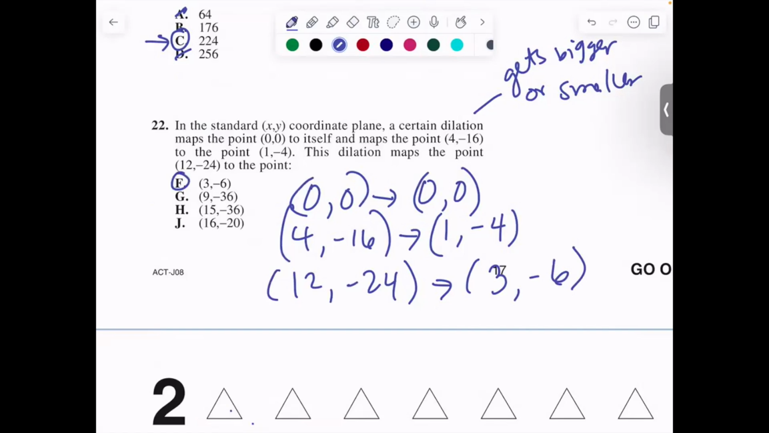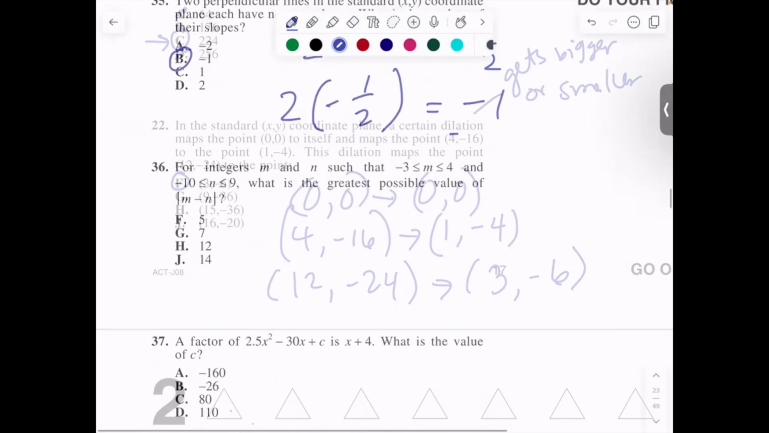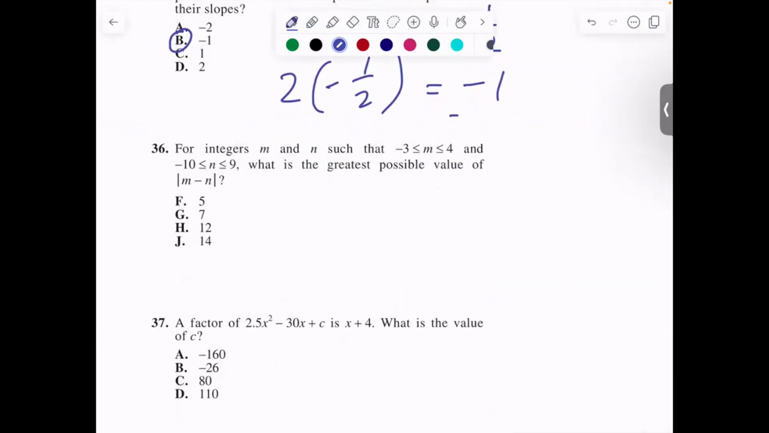So same kind of thing there. We have to be able to look at something like this and problem solve and look for the relationship between the points. In this case, we did need to know that a dilation makes it bigger or smaller. Okay, 36. For integers m and n, they give us all these kind of parameters. What is the greatest possible value of m minus n?